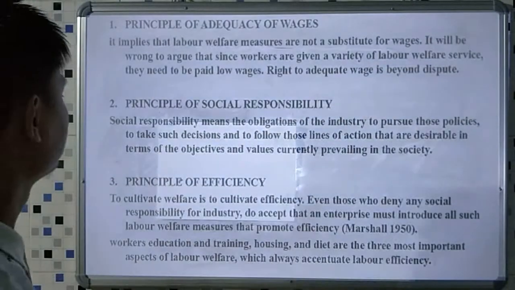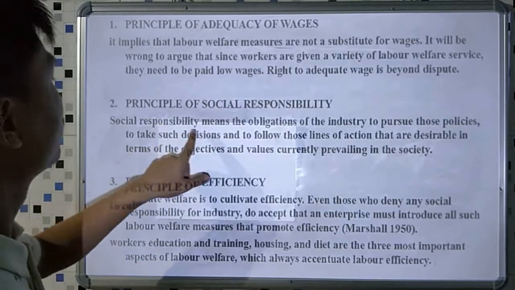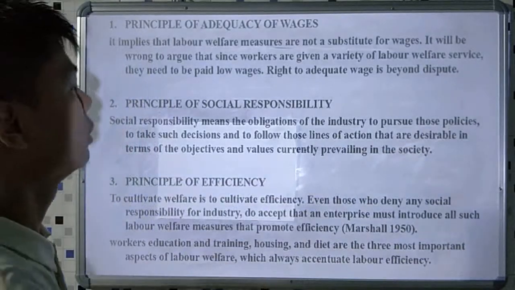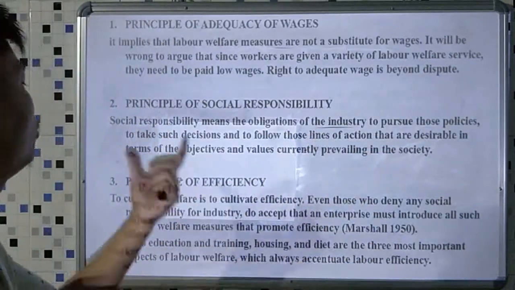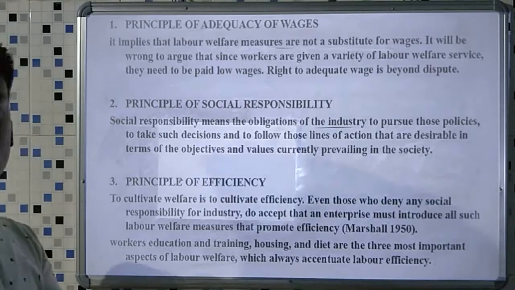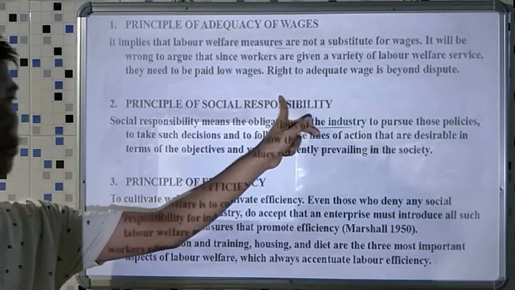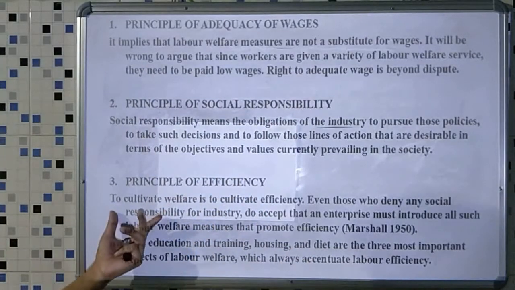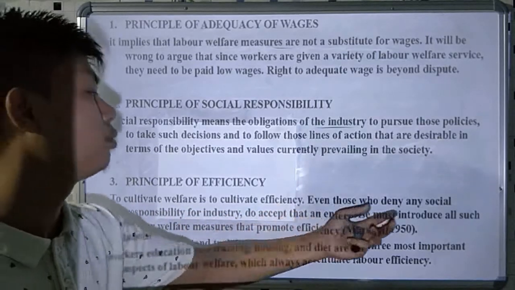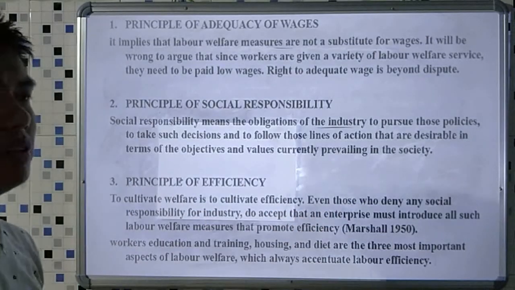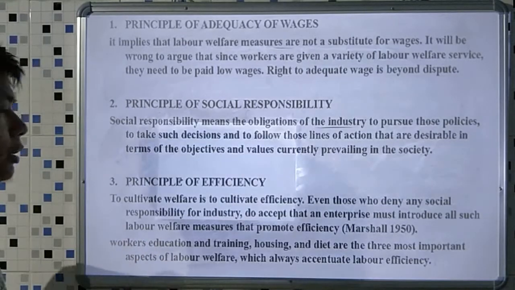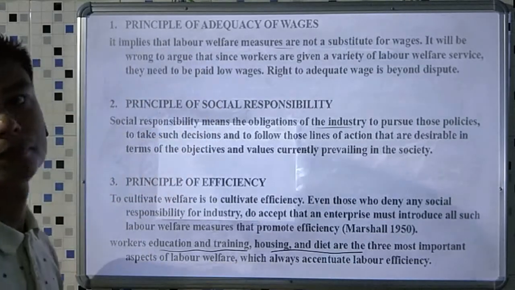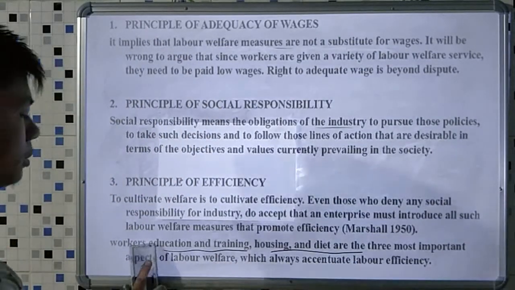Right. So social responsibility says it's the obligation of the industry to pursue this policy. Remember this. It's the duty of industry to provide such things. Whose duty? Employer. Now, principle of efficiency. Again, we are speaking about efficiency, to cultivate efficiency. Even those who deny that social welfare is necessary believe that to be efficient, we need to provide education and training, housing and life. These three are very important. I will be going a bit fast, sorry.